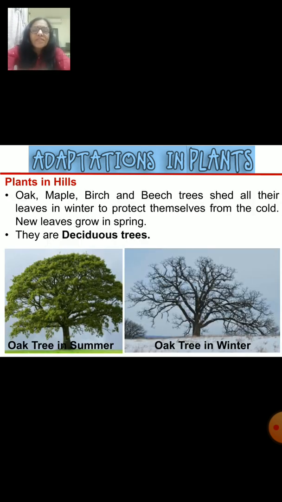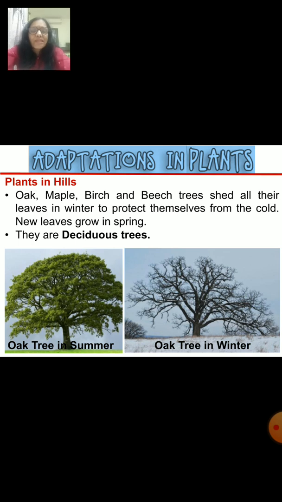Okay, see now further another. These are also oak, maple, birch, and beech trees. They are also plants which grow on the hills. But they shed all their leaves in winter. They are different from the evergreen trees. They shed all their leaves in winter. Why? To protect themselves from the cold. And after they have shed all their leaves, again in the spring, after the winter, they grow all the leaves. So this type of trees are called deciduous trees.